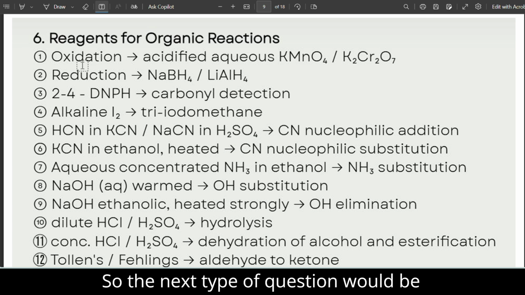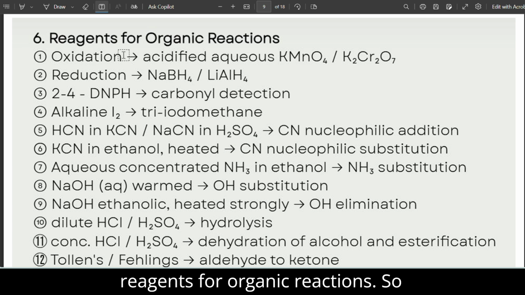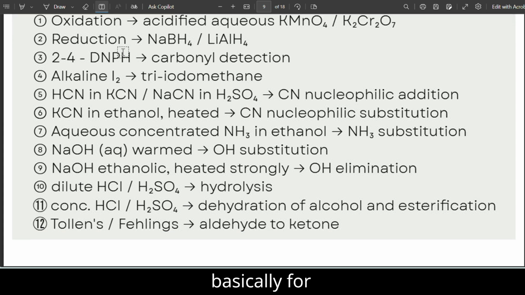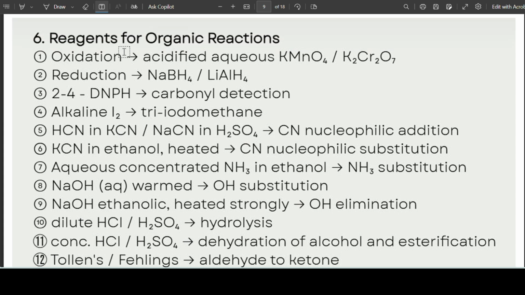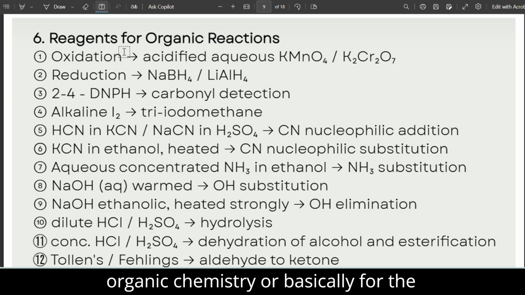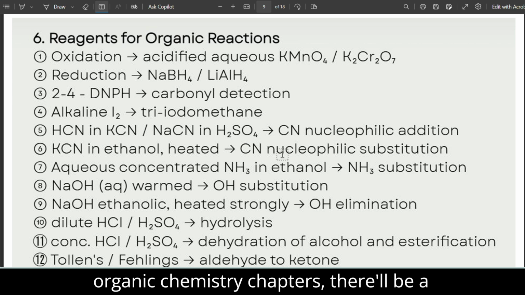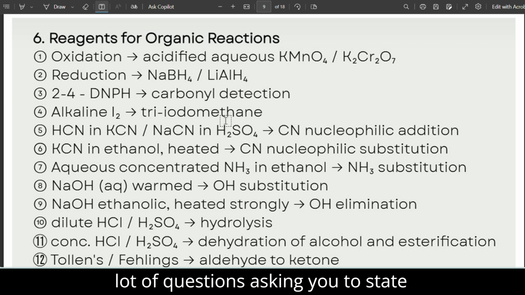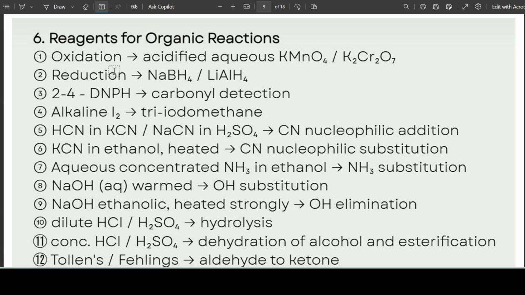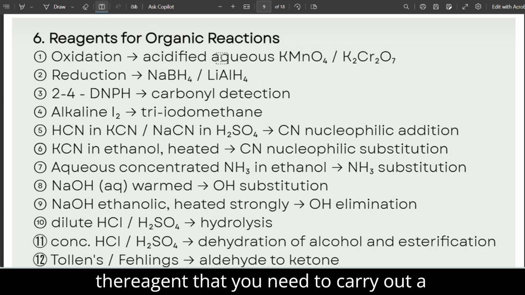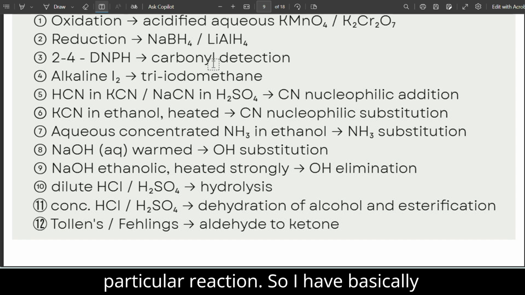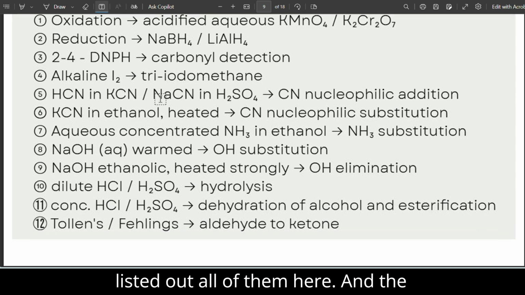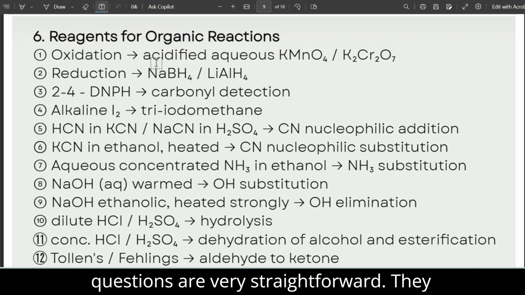So the next type of question would be reagents for organic reactions. For the organic chemistry chapters, there'll be a lot of questions asking you to state the reagent that you need to carry out a particular reaction. So I have basically listed out all of them here. And the questions are very straightforward.